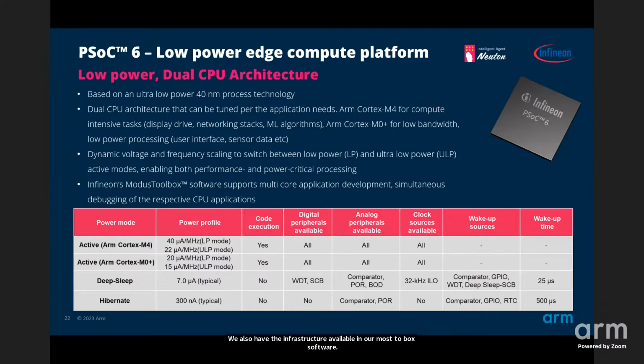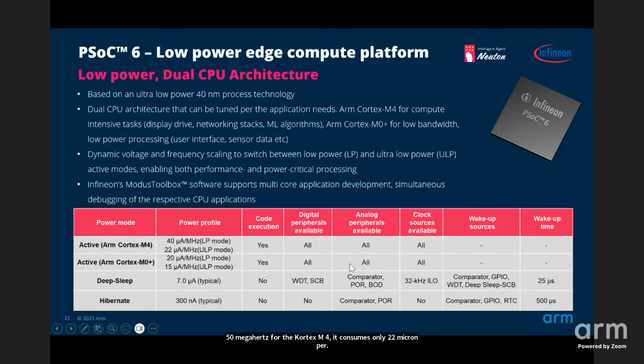You have independent applications that could be developed for the Cortex M4 and M0 plus separately, and independent debugging of the two cores as well. And just to give a numerical color to the low power features I talked about for PSoC 6: in active mode, the M4, operating at the highest frequency, what is called the LP mode, consumes 40 microamps per megahertz. But if you throttle down to the ULP mode, where the frequency is capped at 50 megahertz for the Cortex M4, it consumes only 22 microamps per megahertz.